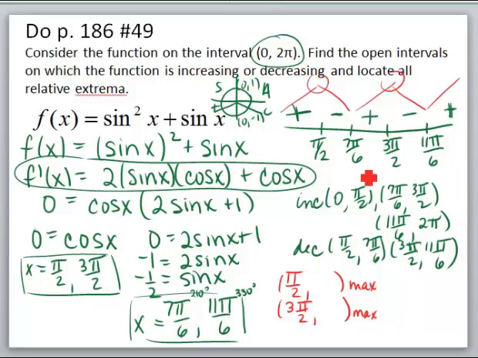The minimums would be then at 7 pi over 6 and 11 pi over 6. Again, I'm not going to have time to do that in this video, so we could discuss the rest of that in class.